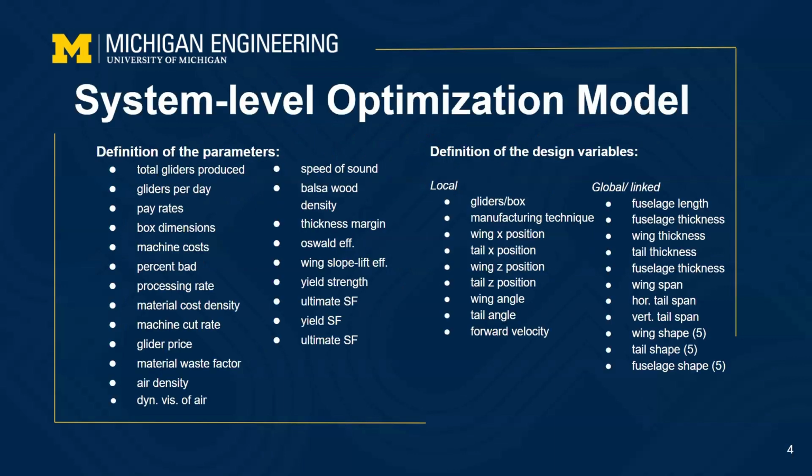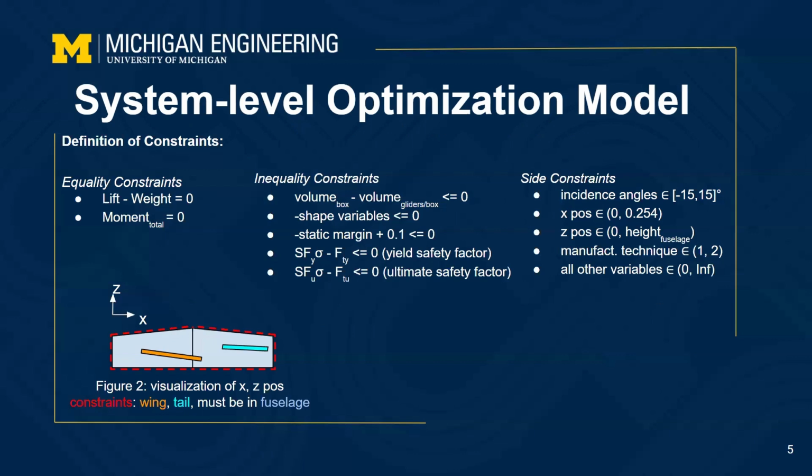We have many parameters, some of which apply to multiple subsystems, including the total gliders produced, dimensions of shipping boxes, material cost density, glider price, air density, safety factors, and thickness margin. We also have design variables, both local design variables like gliders per box, tail position, wing position, tail angle, forward velocity, and several global or linked design variables, including fuselage length, wingspan, horizontal tail span, and the wing shape and tail shape. Here's an overview of our system level constraints.